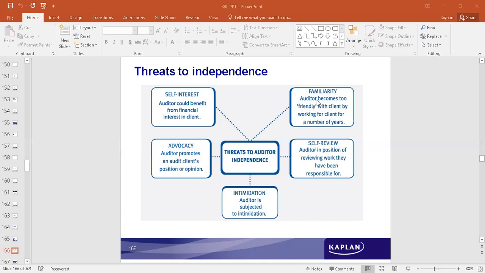So we are here about the last 2 points, the threats to auditor independence. One is self review, the other one is familiarity.